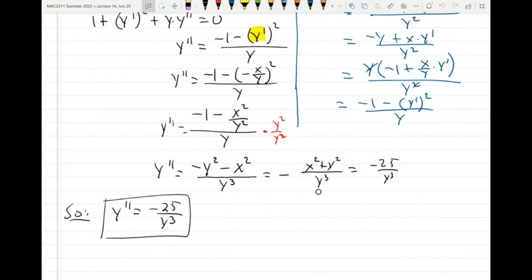Yes? If we don't simplify all the way to the last step, like if we just stayed at x squared plus y squared over y cubed, would that be wrong on the test? It depends on the question. If I just ask you to find the derivative and it's open-ended, for example, and you stop there, I will take points away because that's not acceptable. I want to see only x's and y's. Okay? If you stop here, that's okay.